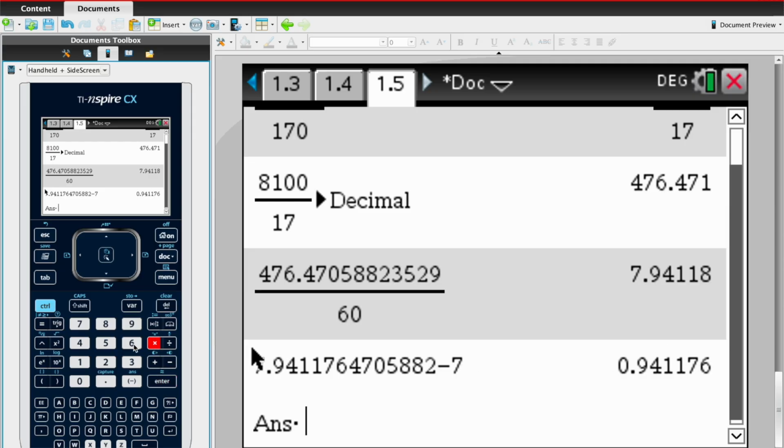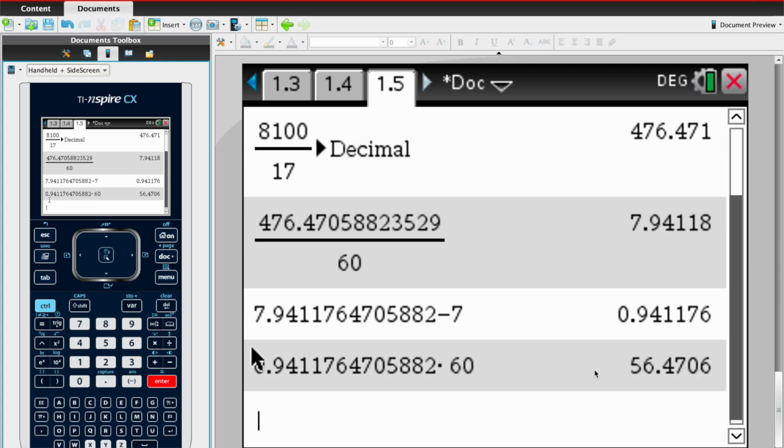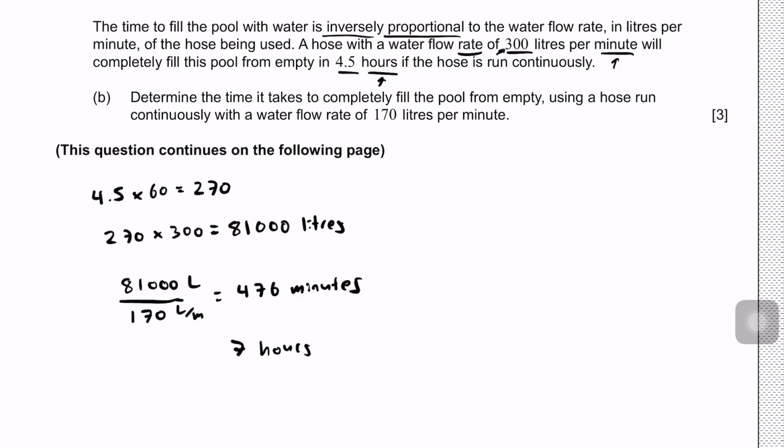In 1 hour there's 60 minutes. So we also have 7 hours right here, and then this 94% of an hour left. What's 94% of an hour? Well, roughly 56 minutes or so. 7 hours and 56 minutes. So going back to the document here.